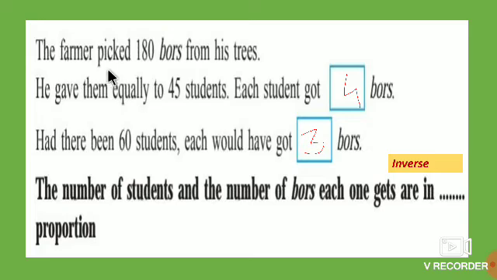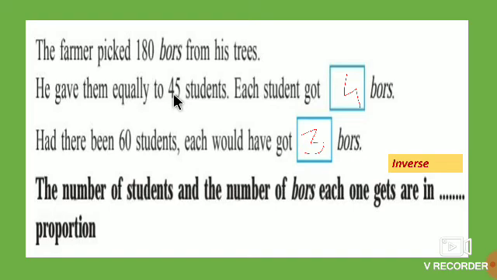The farmer picked 180 boars from his trees. He gave them equally to the 45 students. Each student got 4 boars. These 180 boars, if we divide among 45 students, each student will get 4. Had there been 60 students, each would have got 3 boars.